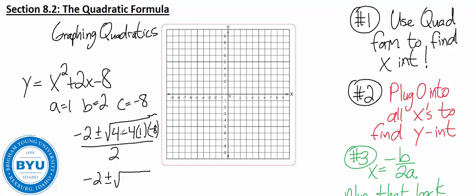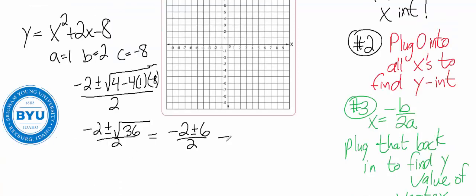So that's negative 2 plus or minus the square root of, let's see here, 4 minus 4 times 1 times negative 8. Oh, it's 36. That's an even square root. I love when they're even. That's negative 2 plus or minus 6 over 2, because the square root of 36 is 6. Okay, so let's do the plus version and the minus version. So negative 2 plus 6 is 4, divided by 2 is 2. And negative 2 minus 6, that's negative 8 divided by 2, is negative 4.